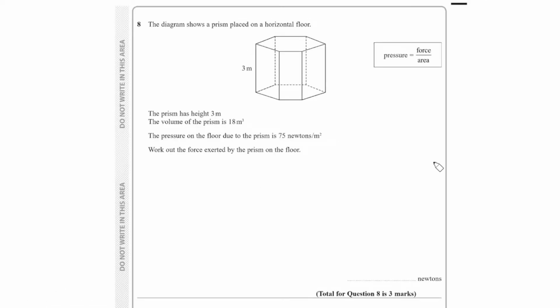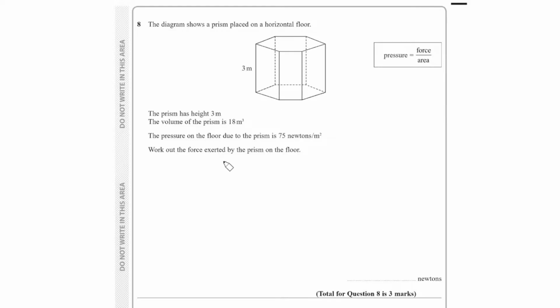So, question 8. The diagram shows a prism placed on a horizontal floor. They've given you the formula here. I don't know if you knew this, you don't need to know the formula for pressure. They will give it to you. The one they don't give you is density. Density, mass, volume. That one you need to memorize, just FYI.